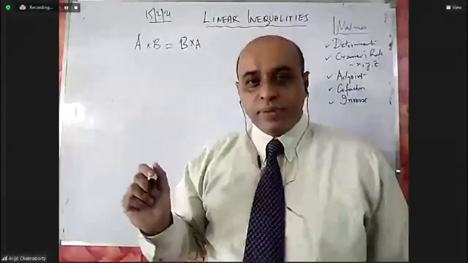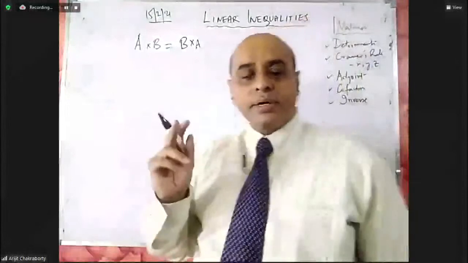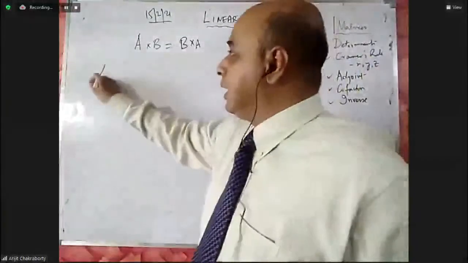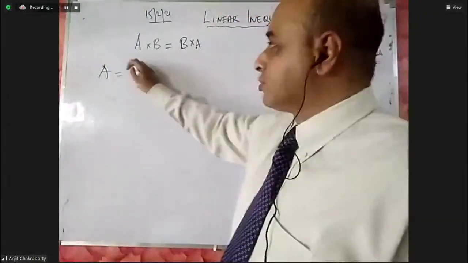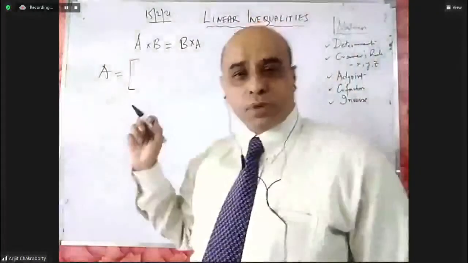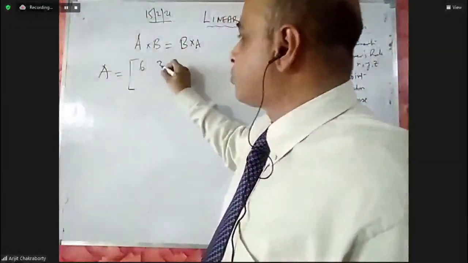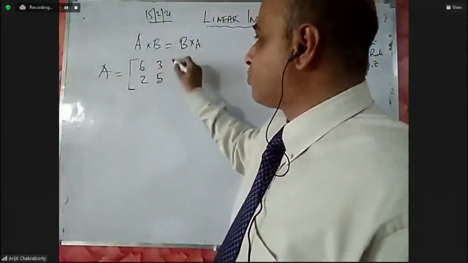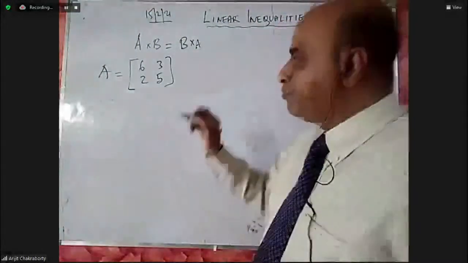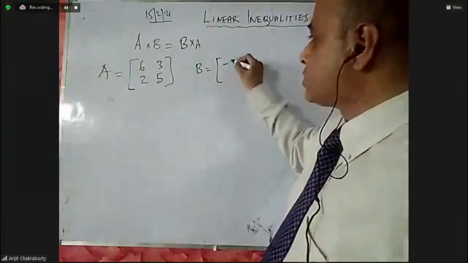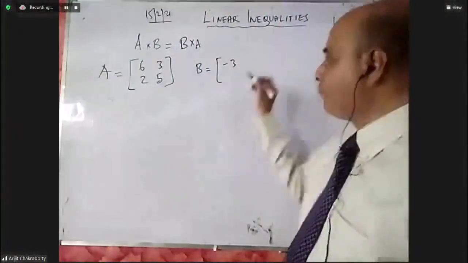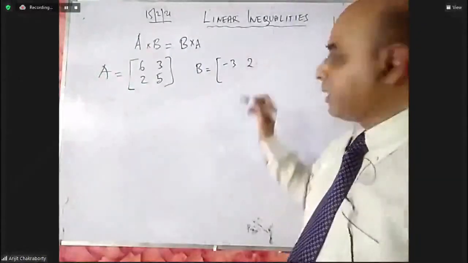Now I'm taking two very easy matrices, 2 by 2 matrices. I'm taking A equal to 6, 3, 2, and 5. So please do the problem with me. 6, 3, 2, and 5. And I'm taking matrix B as -3, 2, 1, and 5.